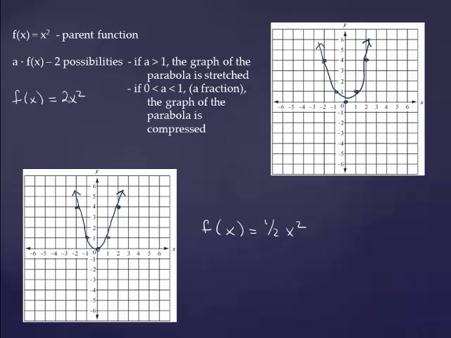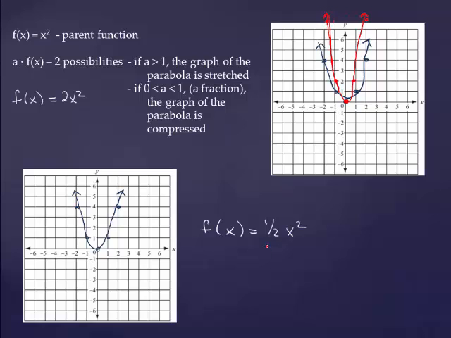Okay, now if I do 2x squared, my 0, 0 stays the same, but when I plug in 1 squared times 2, I get 2. And then when I plug in 2, I get 8. So that's 7, so I'd be up here. So as you can see, I'm being stretched out, which makes me skinnier.